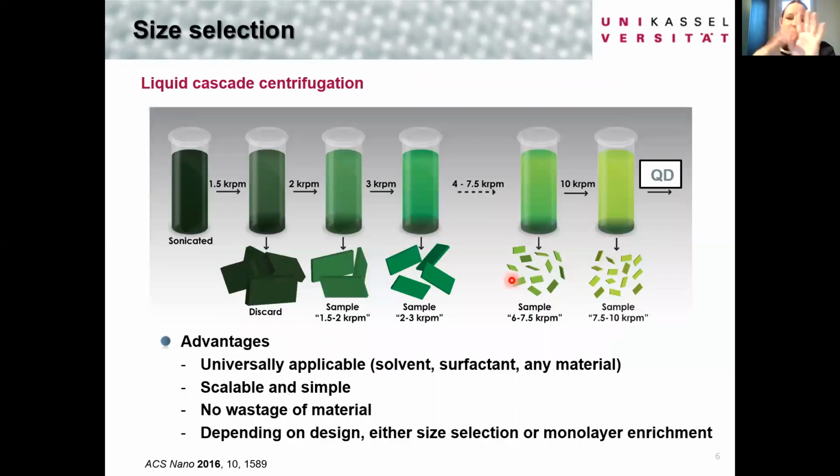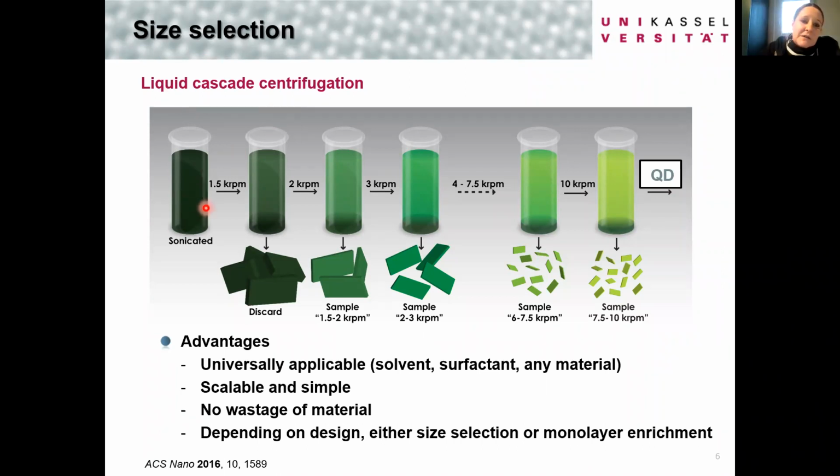So we said, okay, no matter what we do, we always need to do a size selection, and we want to do a size selection that we can use for different materials and different liquid environments. So it has to be something simple and general enough. And we found this liquid cascade centrifugation that we introduced 5 years ago actually does the job.